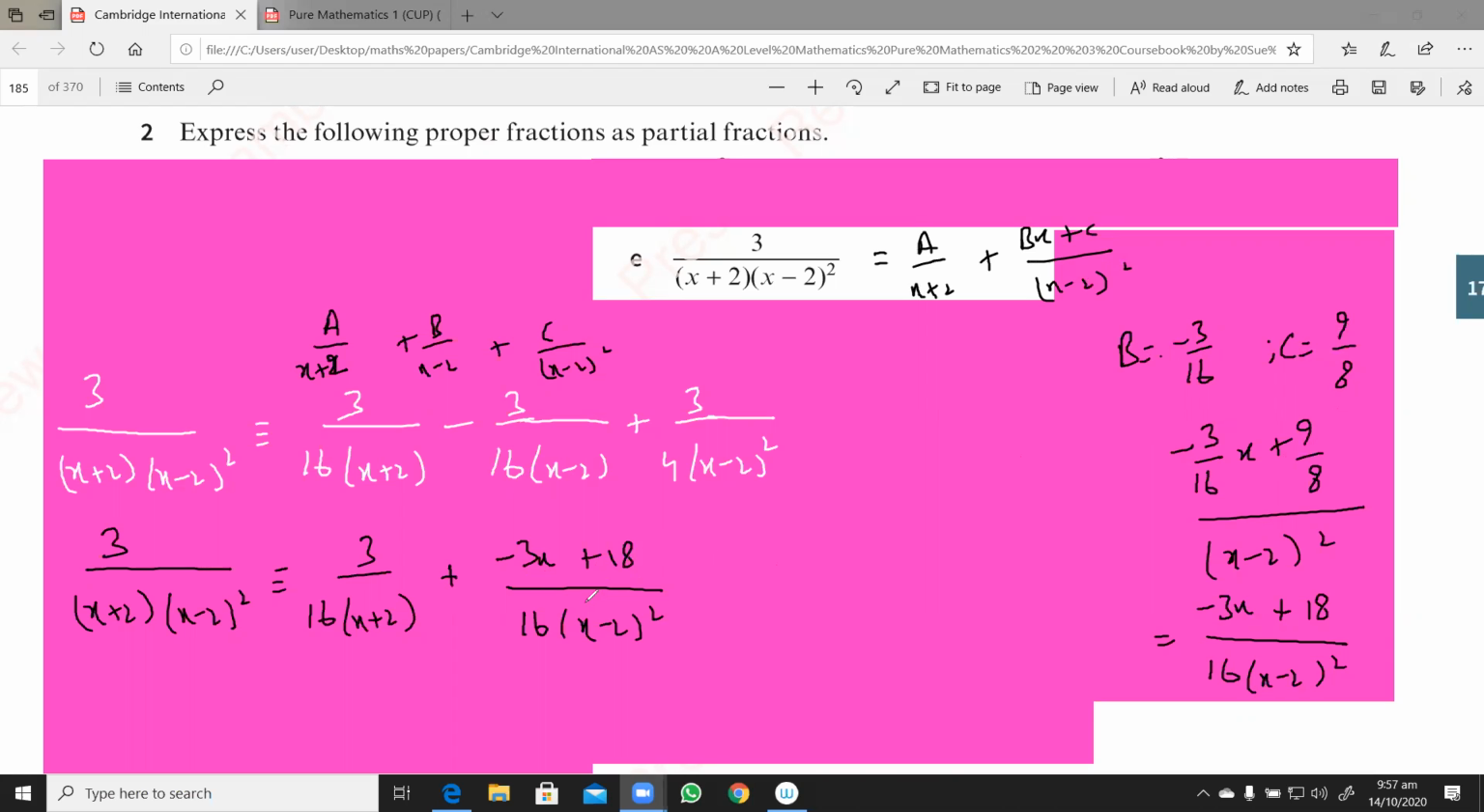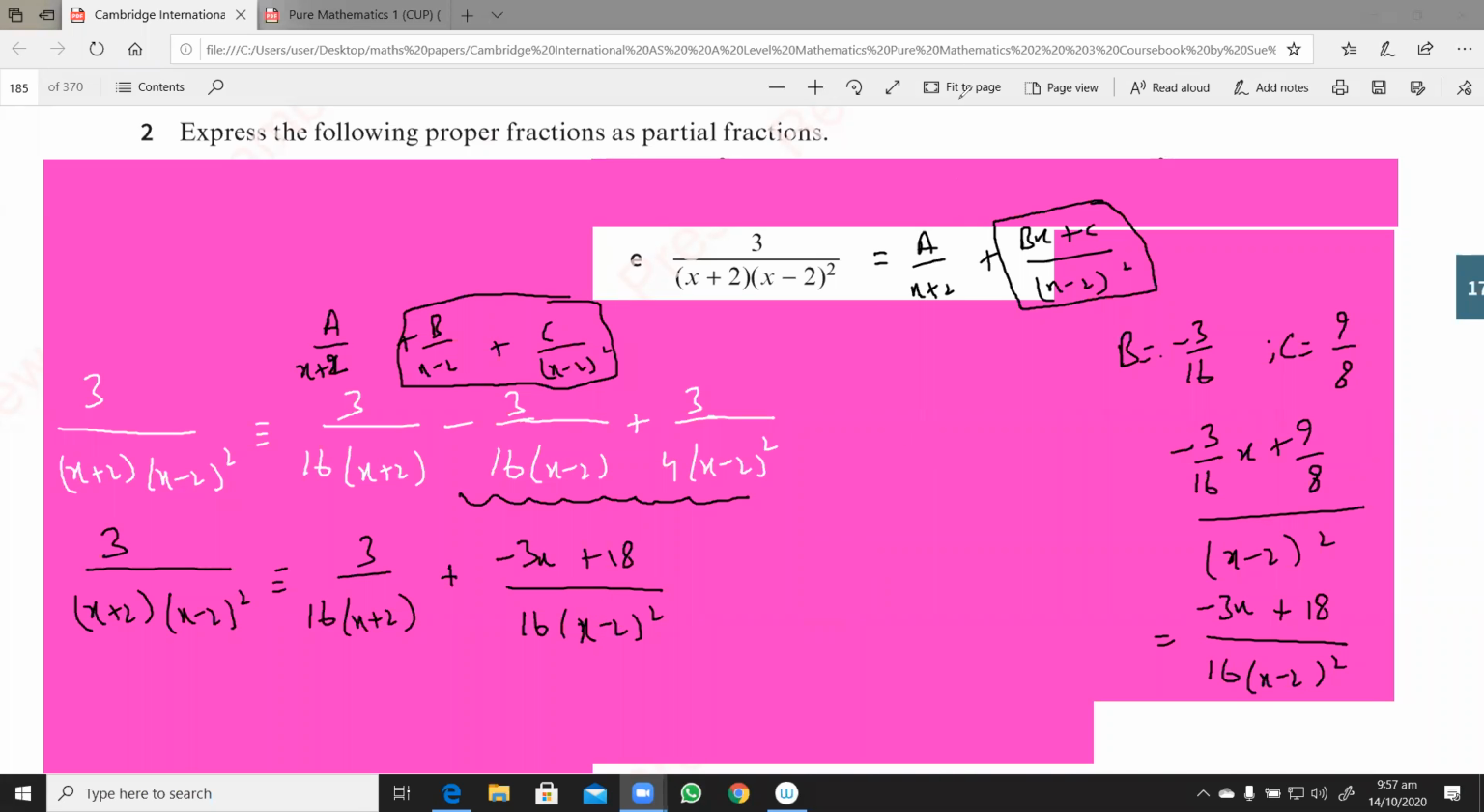Now I have to convince you guys that these two fractions are the same as this single fraction. In other words, I have to prove to you that if you sum up these two fractions, you should get this: minus 3x plus 18 over 16 into x minus 2 whole square. Let's do that quickly. I'm just going to sum up these two fractions over here. So what do you think? What is the LCM of these two fractions? Come on. The LCM of 16 and 16 into x minus 2 whole square.